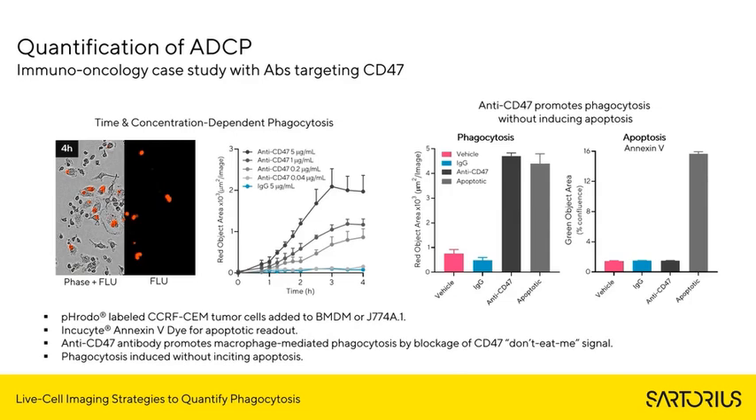Quantification revealed a kinetic concentration-dependent effect on tumour cell engulfment, with increasing levels of anti-CD47. Conversely, the IgG isotype control had no effect on engulfment.